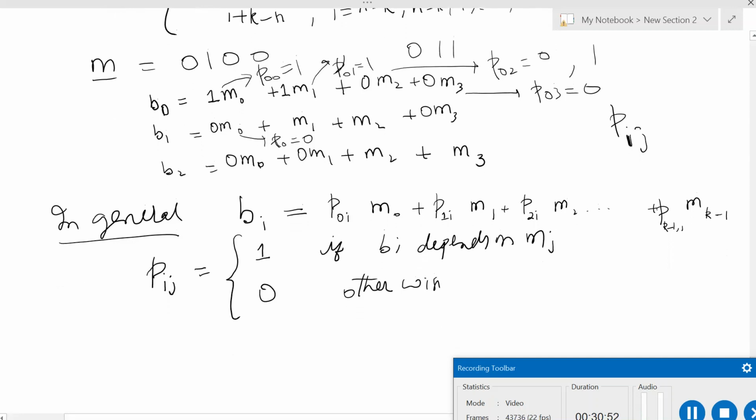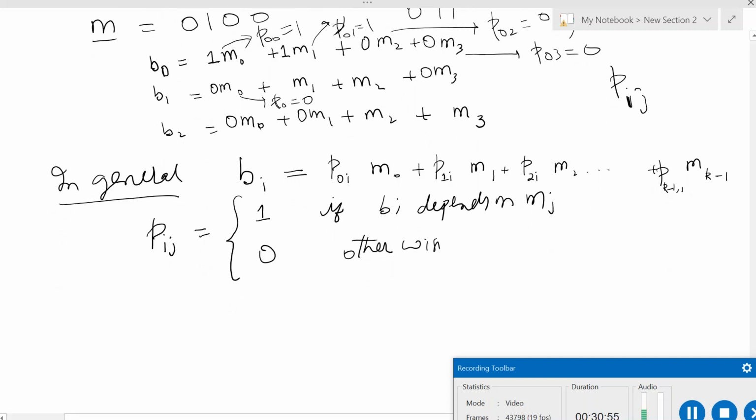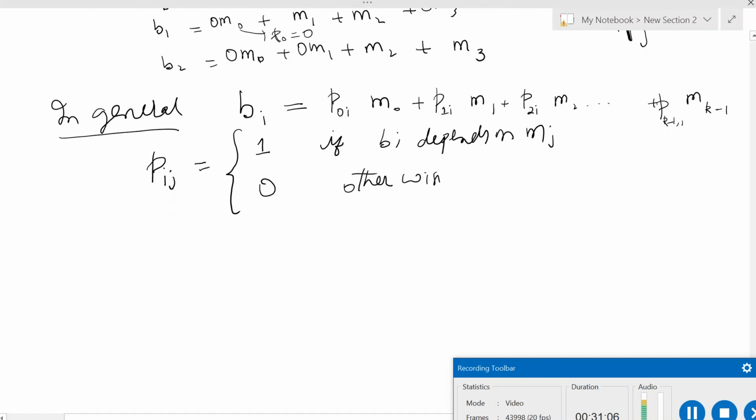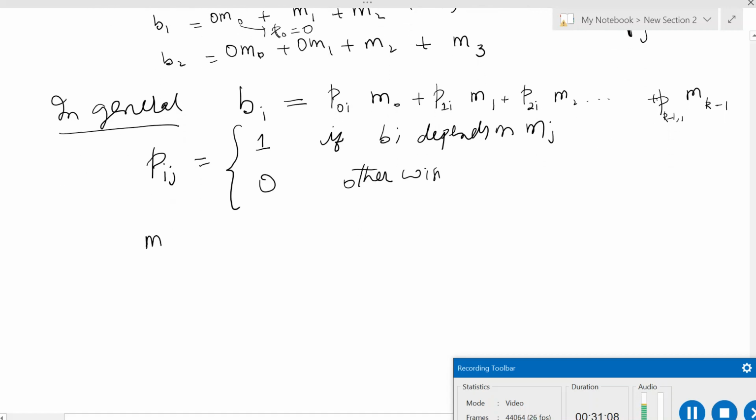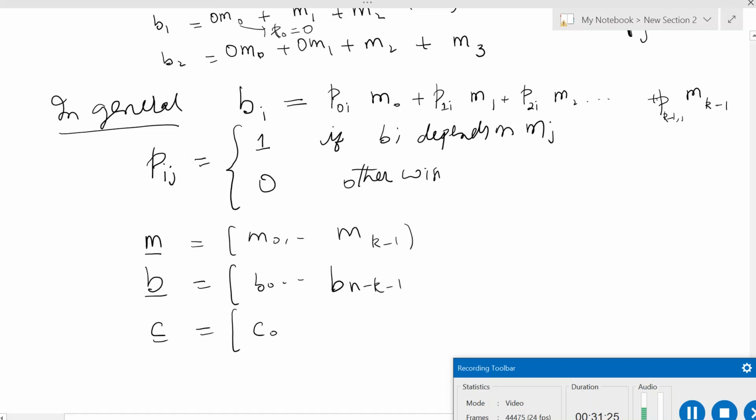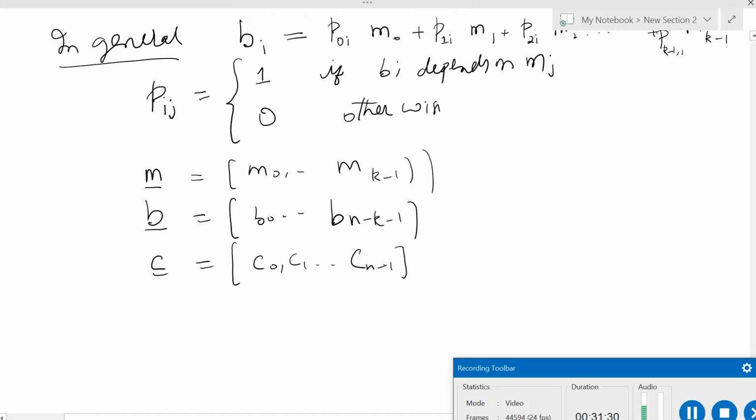Okay, so in this way this Pij are chosen, and we can easily give it a matrix shape. But before that, we now have three things: message vector, right? I again recall m0 to mk minus 1. Parity bits are generated as the above procedure: b0 to bn minus k minus 1, and code word bits as c0, c1 to cn minus 1.